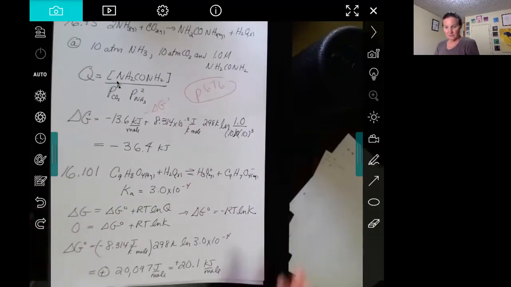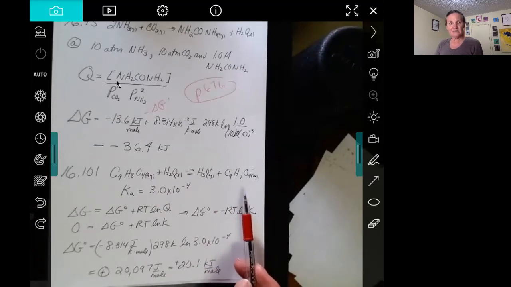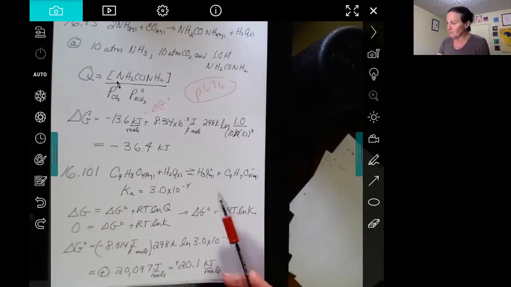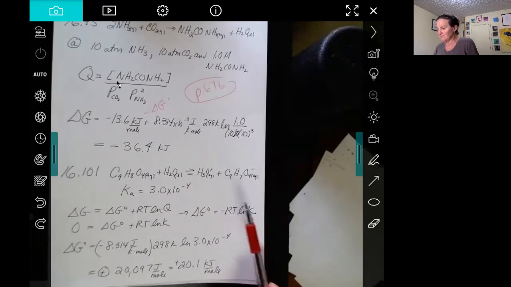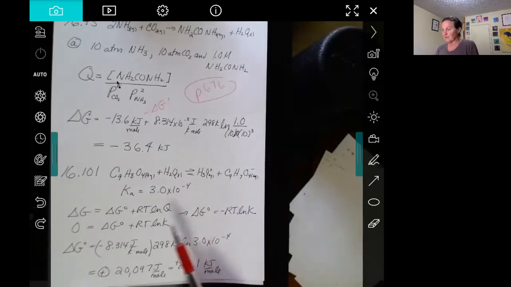One last problem, which is a pretty easy concept. How does this all relate to equilibrium constants? This is on the same page. Problem 101 gives us the Ka for a weak acid dissociation, which you know a lot about from chapters 14 and 15, and it asks us to determine the value of delta G naught. So delta G equals delta G naught plus RT ln of Q. If we're at equilibrium, delta G is 0 and Q is K.